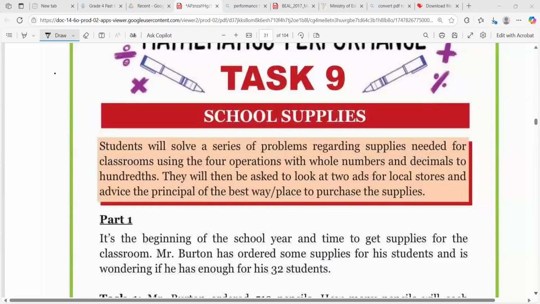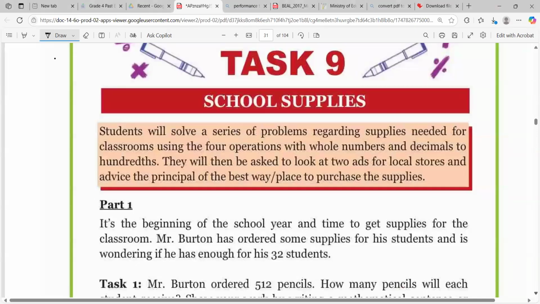You can read part 1 as well. Part 1. It's the beginning of the school year and the time to get supplies for the classroom. Mr. Burton has ordered some supplies for his students and is wondering if he has enough for his 32 students. All right, thanks so much.